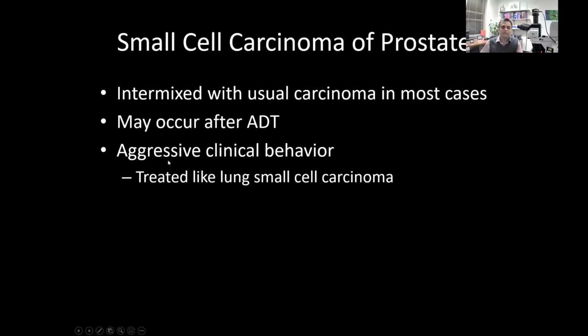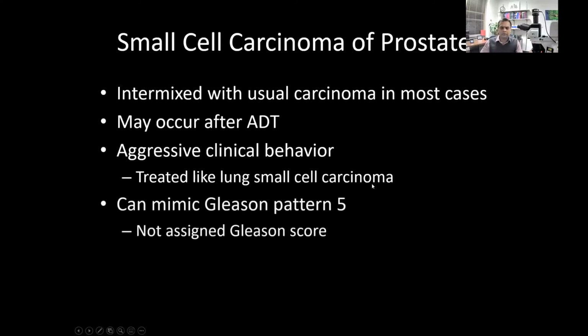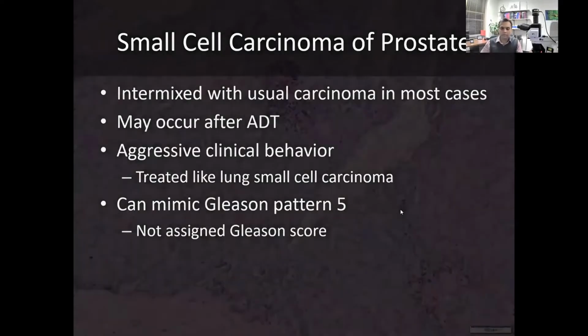However it occurs, this, like all other small cell carcinomas in the human body, has very aggressive behavior, and it's pretty much treated with platinum-based agents like small cell lung carcinoma is treated. So one has to note that often it can mimic Gleason pattern 5 because it will grow in sheets, but this is not assigned a Gleason score. Small cell carcinomas are just called small cell carcinomas, and that's about it.